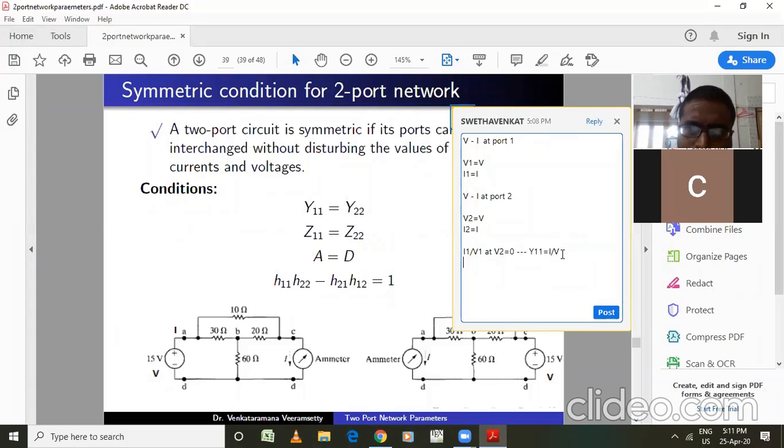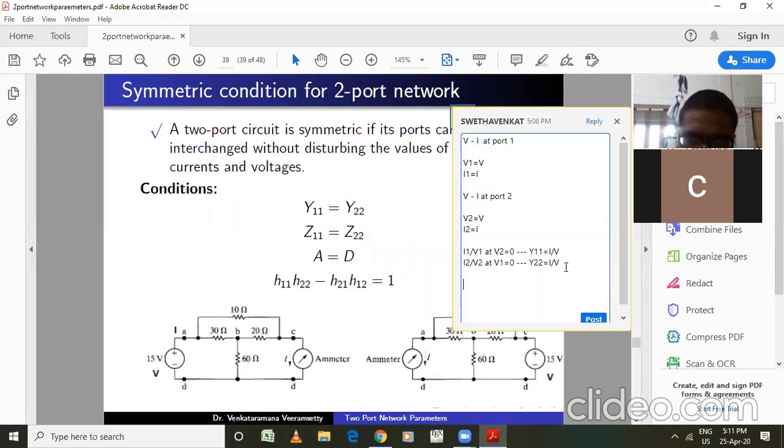Similarly, for the second circuit, after moving the input voltage toward the second port side, I want to take the ratio again. The ratio is I2 divided by V2, now with the ammeter at the first port, so V1 equal to 0. Now we can write this as Y22, because Y22 is defined as the ratio between current and voltage at the second port when V1 equal to 0. So Y22, with V2 equal to V and I2 equal to I, is equal to I by V. If you observe these two equations, we can conclude that Y11 equal to Y22.